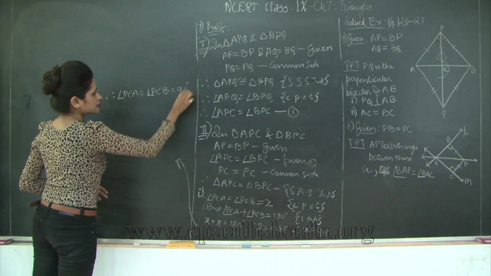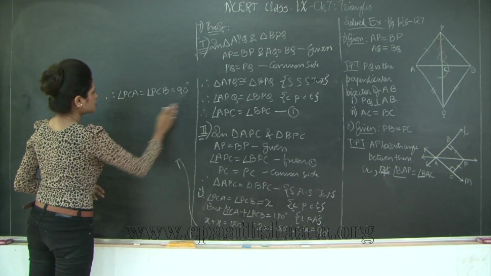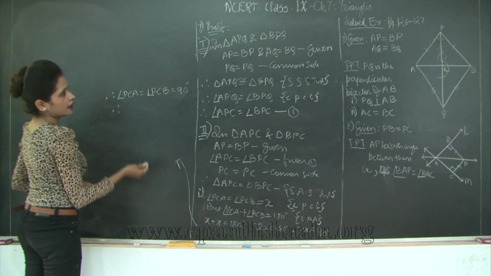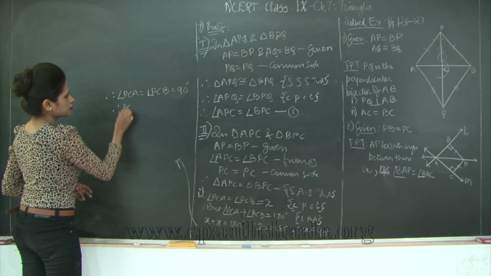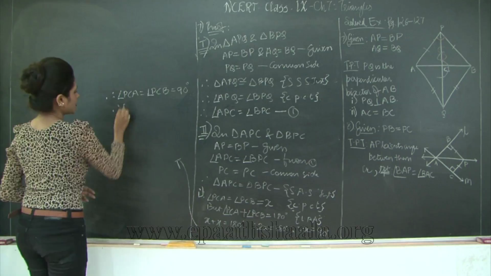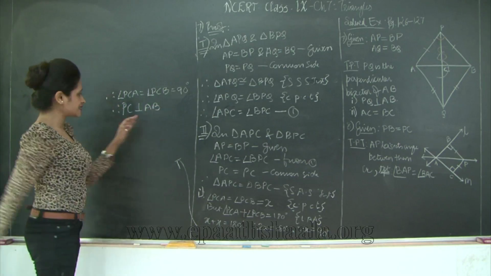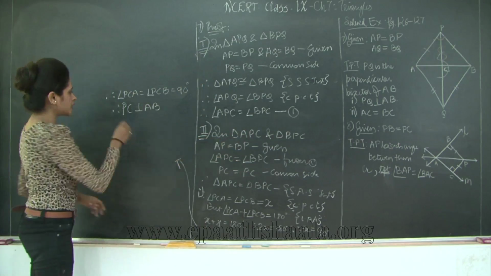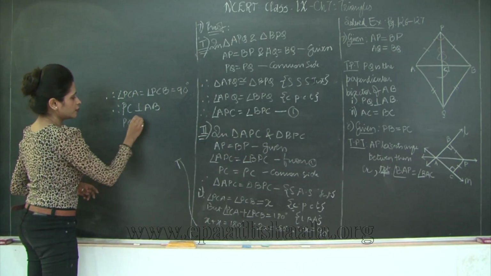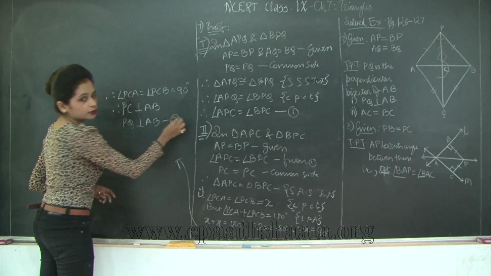I'll mark this as 2. Or rather, I'll just say, therefore, PQ is perpendicular to PC is perpendicular to AB. But if I extend PC a little downwards, it becomes PQ. So I get, therefore, PQ is perpendicular to AB. And I'll mark this statement as 2.